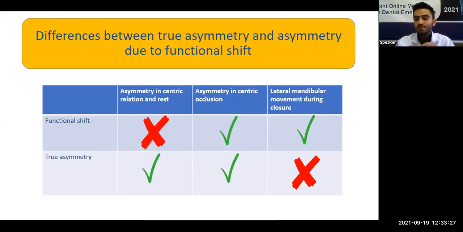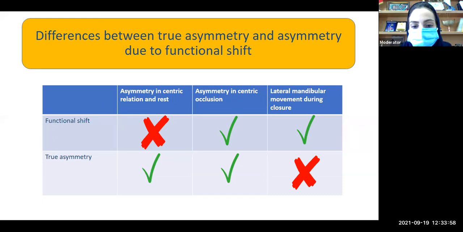So there are some differences between true asymmetry and asymmetry due to the functional shift. At the first step, in the functional shift, we just see the asymmetry in centric occlusion. For example, when the patient is in centric relation, when she or he is speaking, talking, resting, smiling, there is no sign of deviation. But when going to the habitual occlusion or maximal occlusion, there is an asymmetry in the face. And also, we see a lateral mandibular movement during the closure of the jaws.